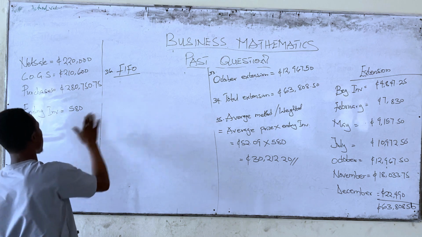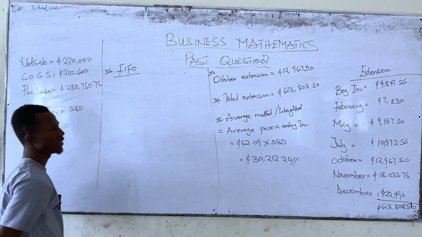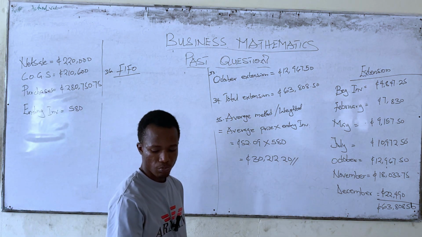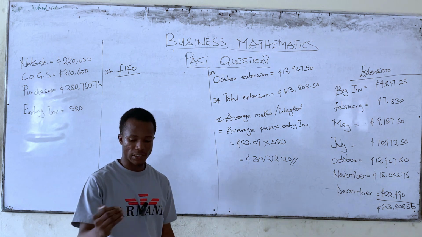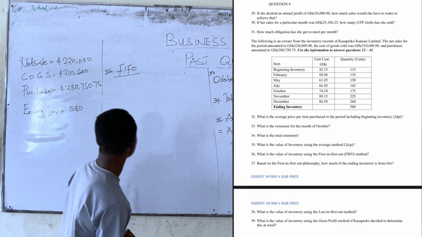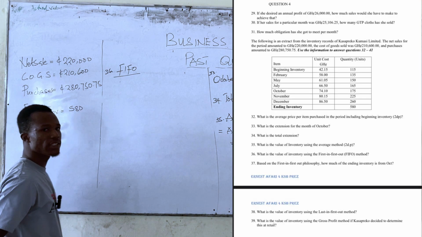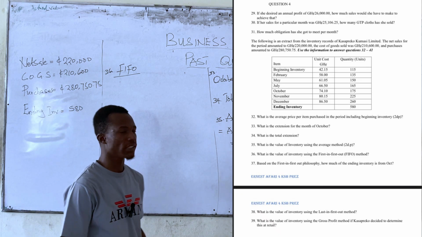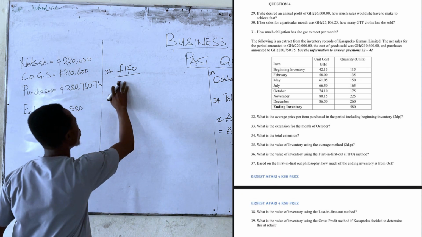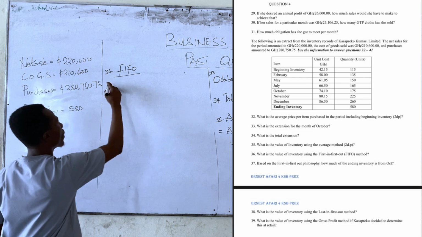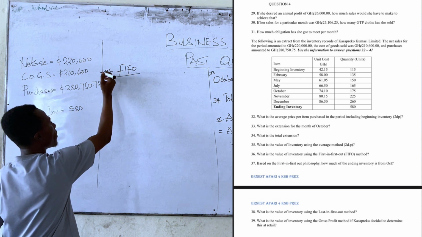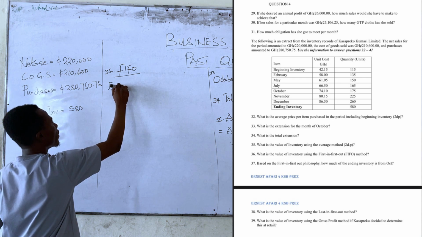So this one, we have the ending inventory to be 580. And from the table, we are going to start subtracting those quantities from 580 till it gets finished. I hope you get it. So we are going to create extensions for them. Now, extension for December. So we are going to create extension.